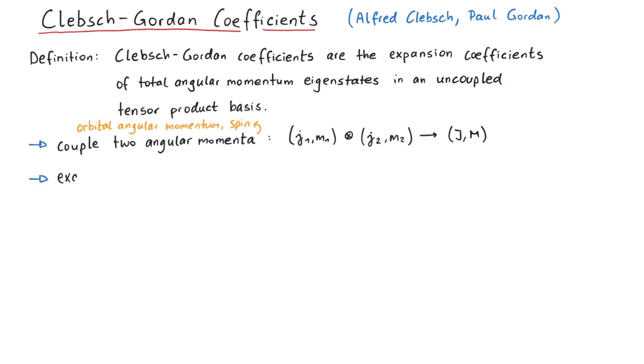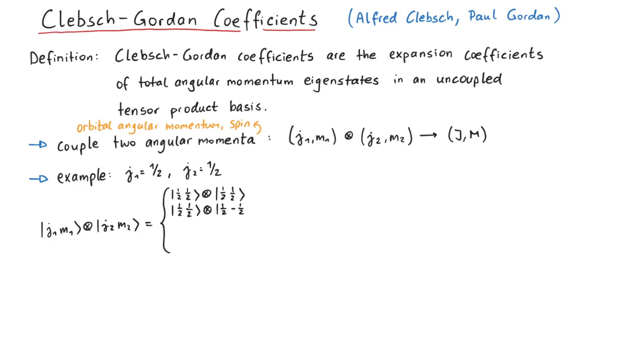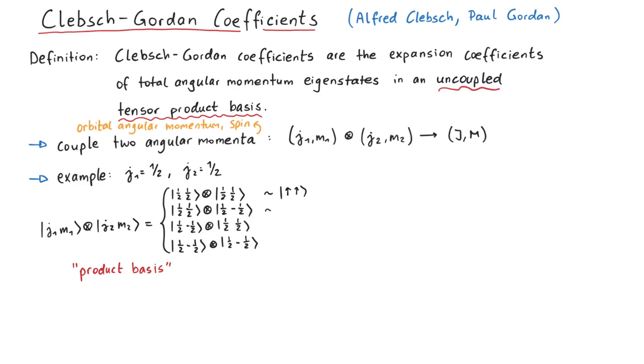To illustrate the definition, we take the example of coupling two spin 1/2 states. Since they are independent states, we connect them with a tensor product, so that there are four possible configurations. These four states together are the uncoupled tensor product basis mentioned in the definition, or product basis for short. In the case of spin 1/2, we usually abbreviate them by just writing M1 and M2 using an up arrow for plus 1/2 and a down arrow for minus 1/2.